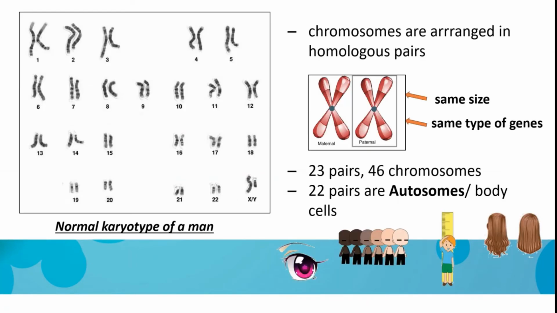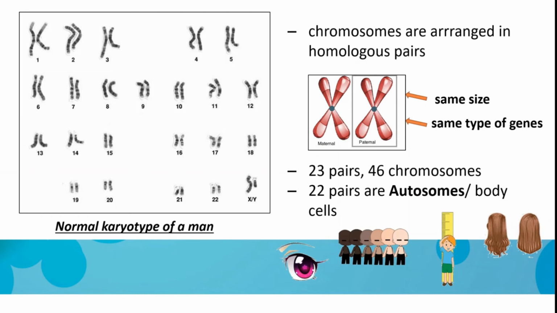In a normal karyotype of a human, chromosomes are arranged in homologous pairs. Homologous chromosomes are about the same size and contain the same genes. In each chromosome pair, or in each homologous pair, one is received from the parent and the other is from the other parent. There are 23 pairs, 46 total chromosomes.